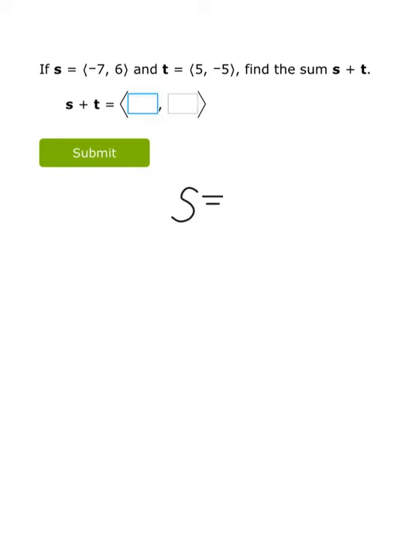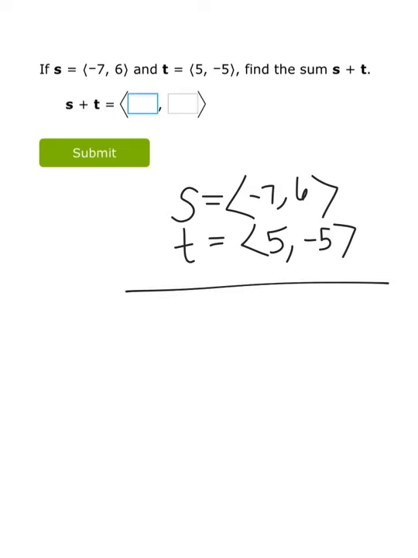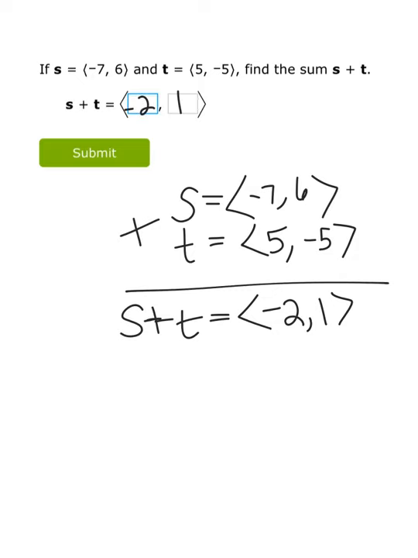So if S is -7, 6, and T is 5, -5, to get the sum, you're just going to add these components together. So -7 plus 5 would be -2, and then 6 plus -5 would be 1. So my sum, if I added S plus T, would be -2, 1, and that's it.